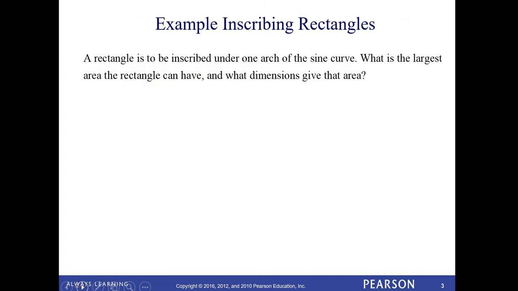So here's an example. A rectangle is going to be inscribed under one arch of a sine curve. What is the largest area? So we're maximizing area that the rectangle can have, and what dimensions will give us that area. So I have two things to answer here.